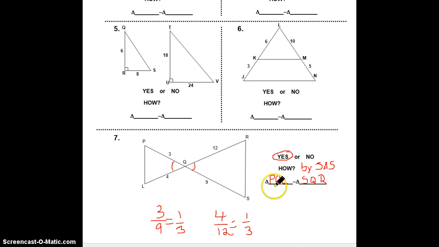And the way I wrote the statement was triangle PQL is similar to triangle SQR. And so just make sure if you wrote them in a different order, make sure P is corresponding with S, Q is corresponding with Q, of course, and L and R correspond. Okay. All right. Be ready to do some of these in class tomorrow.